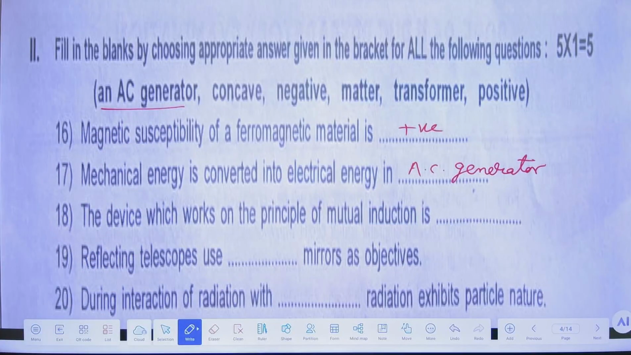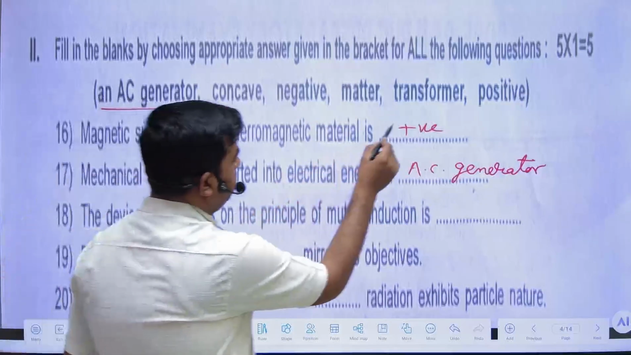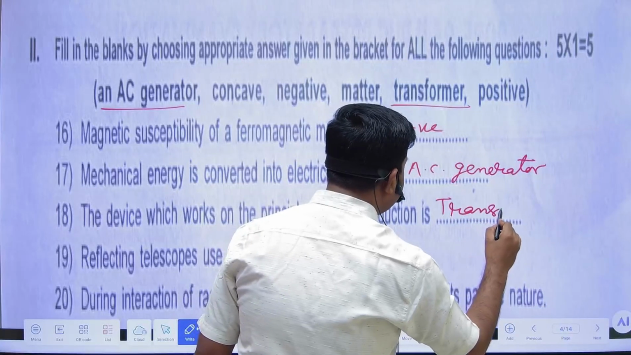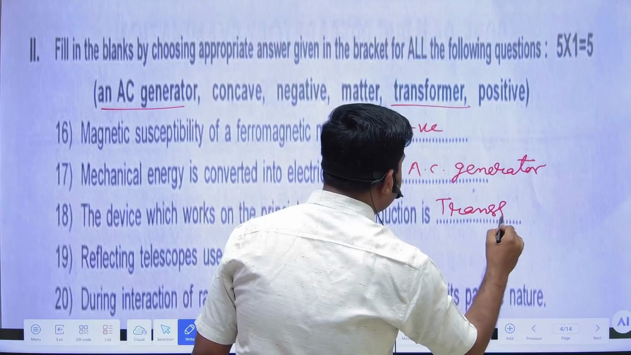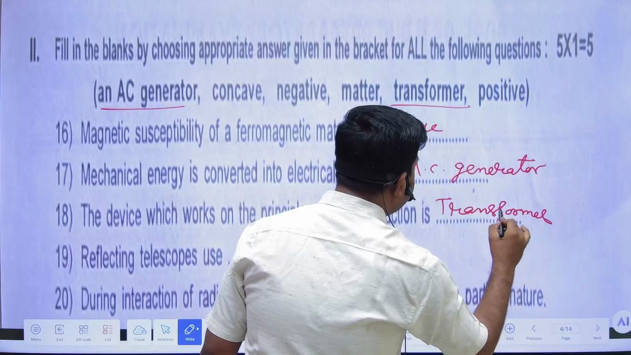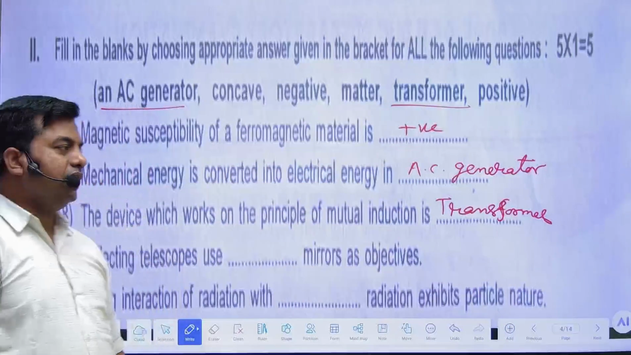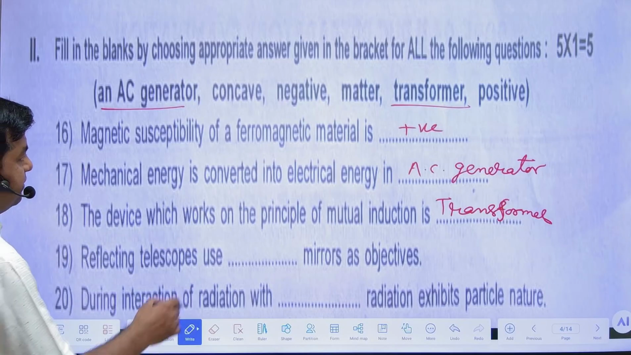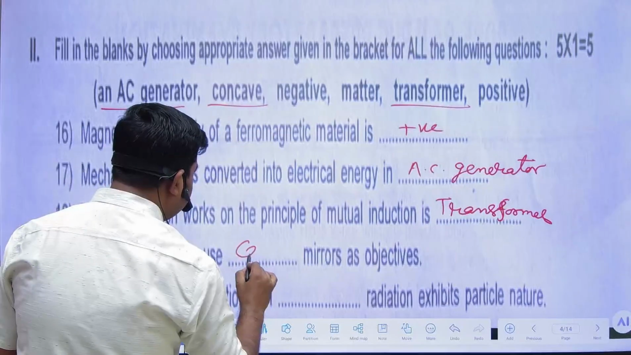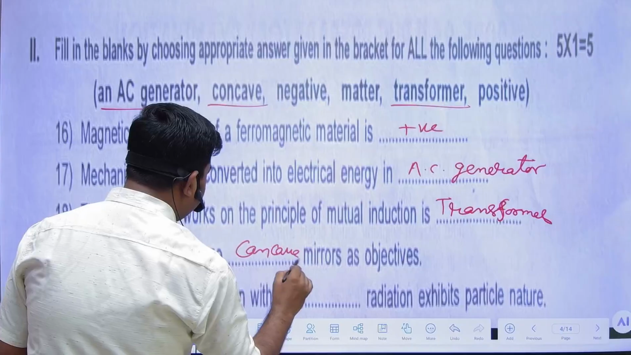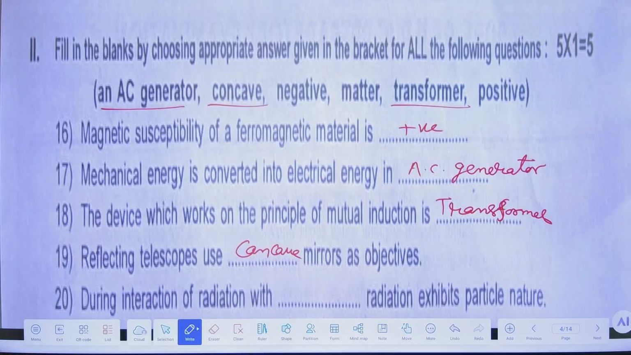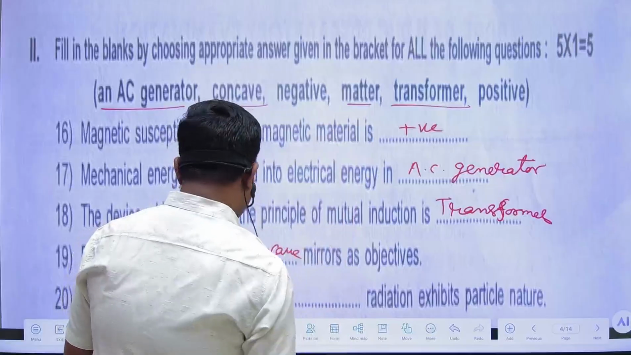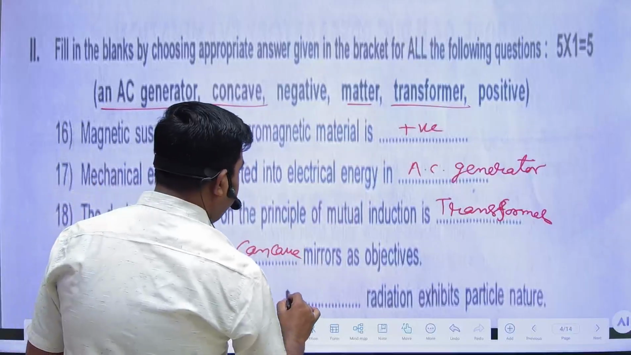The device which works on the principle of mutual induction: transformer. Transformer works on the principle of mutual induction. Reflecting telescope uses a concave mirror. Next one is, during interaction of radiation with matter.